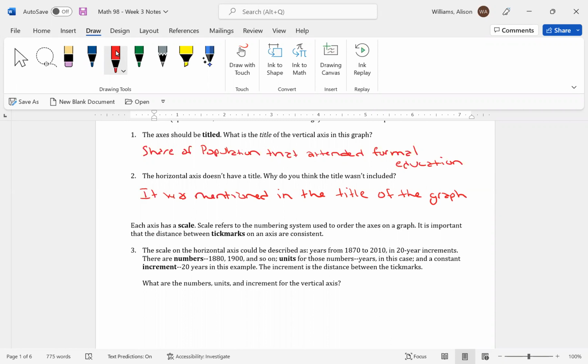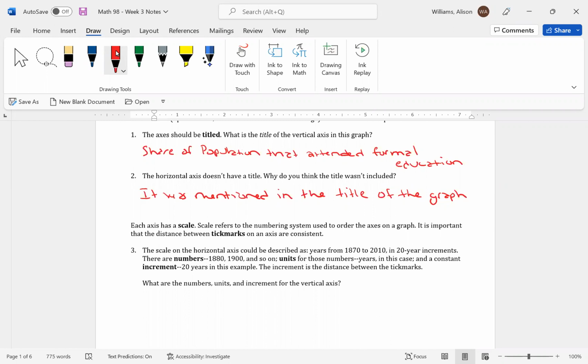All right, each axis has a scale. Scale refers to the numbering system used to order the axes on the graph. It's important that they have tick marks and are consistent. So the scale on the horizontal axis can be described as the years 1870 to 2010 in 20-year increments.